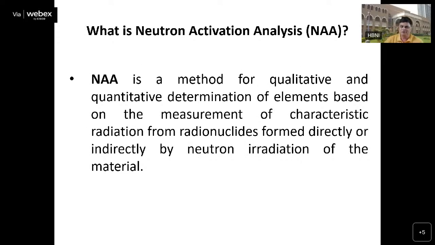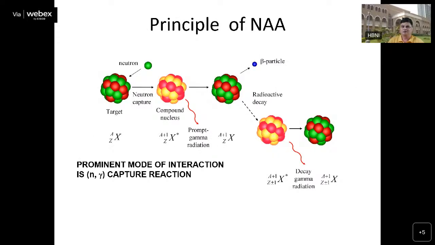I think I already told you that this technique can be used for both qualitative and quantitative determinations. After irradiation of the sample with neutrons, this is what happens. When the element is irradiated with neutrons, a neutron will be captured by that element.